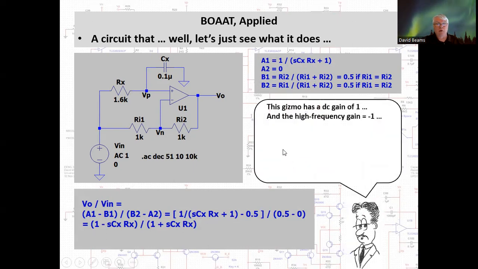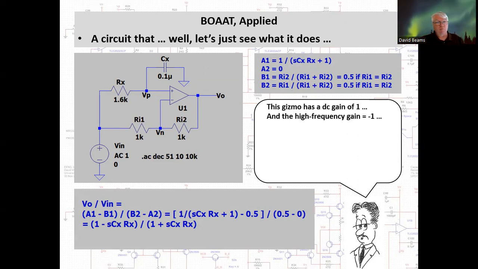Now, this gizmo has a DC gain of 1. Let S go to 0, and you get 1 over 1. The high frequency gain, if you let S become J omega and let omega run off to infinity, you get minus 1, or a gain of 1 with a phase shift of 180 degrees.